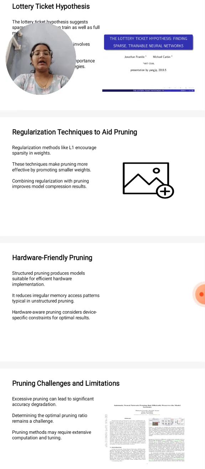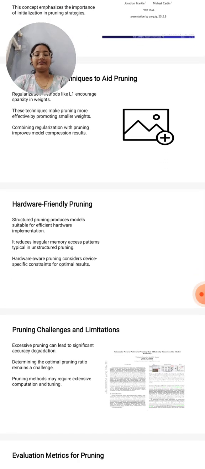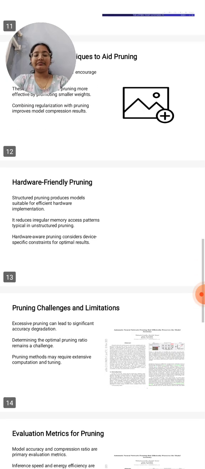The next slide is about hardware friendly pruning. Structured pruning produces models suitable for efficient hardware implementation. It reduces irregular memory access patterns typical in unstructured pruning. Hardware pruning considers device specific constraints for optimal results.